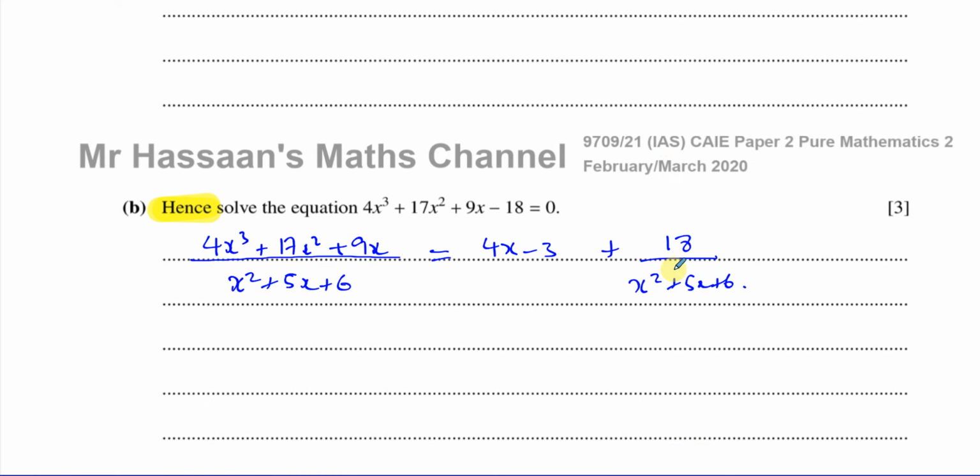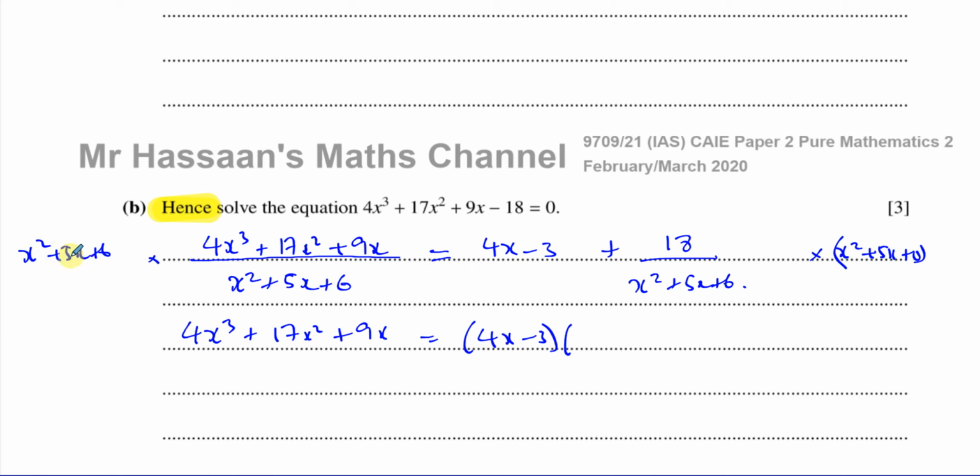Now, if I multiply both sides by x squared plus 5x plus 6, I'll end up on this side with 4x cubed plus 17x squared plus 9x equals, and this will be 4x minus 3 times this whole bracket, because here it cancels out. If I multiply both sides by this, this cancels out and you're left with that. On this side, 4x minus 3 is multiplied by x squared plus 5x plus 6. And when I multiply 18 by this, they cancel out, leaving you with plus 18.